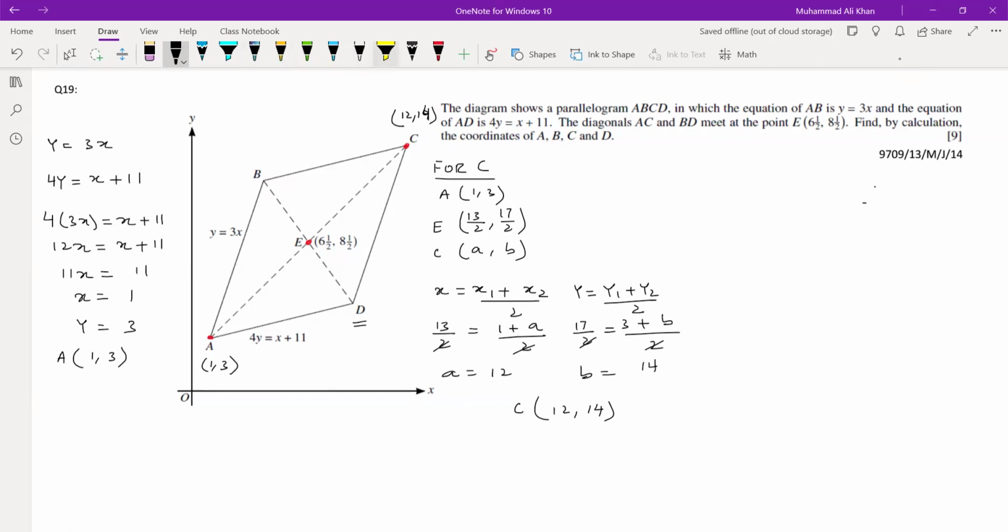The diagram is a parallelogram. And what is the property of parallelogram? The property of parallelogram that the opposite sides are parallel. So if the gradient of this side is 3, then the gradient of this side is also 3. Do we have a point on this line CD? Yes, we have a coordinate on this line CD, and the coordinate is 12 and 14. C का coordinate मौजूद है ना? Gradient भी मौजूद है. Are we able to calculate the equation of the line CD? Yes. So I'm doing for D.